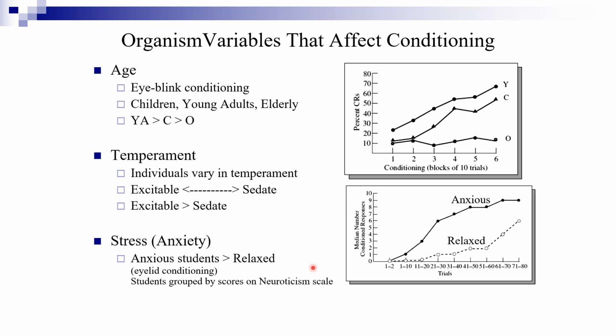Now, if we look at this as a function of trials, this is conditioned responses as a function of trials. And what we see is with more trials of experience, the anxious students are giving more conditioned responding. So we see more conditioning in the anxious students and less in the relaxed, even with repeated numbers of trials. All right, so these are just a few variables about the organism that we're studying that can affect conditioning somewhat.